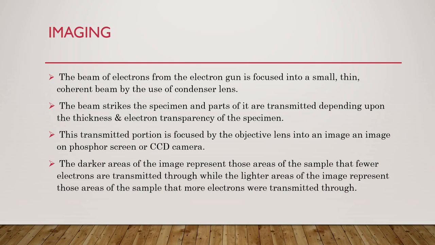The darker areas of the image represent those areas of the sample through which fewer electrons are transmitted, while the lighter areas of the image represent those areas of the sample through which more electrons were transmitted.